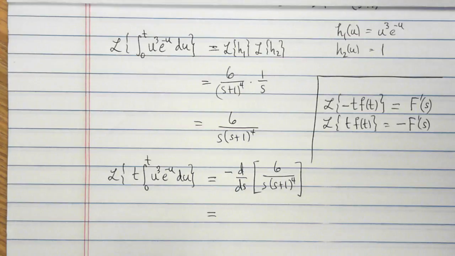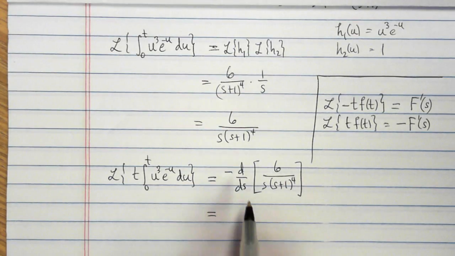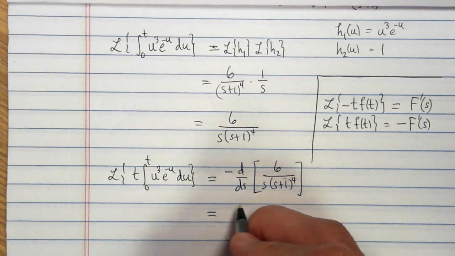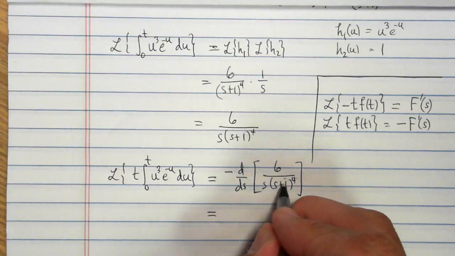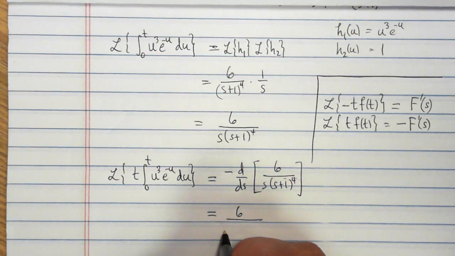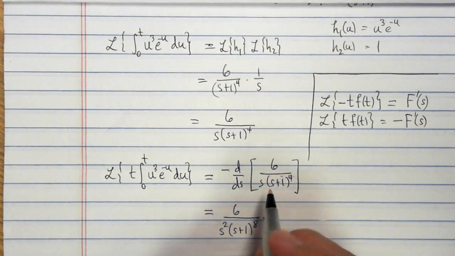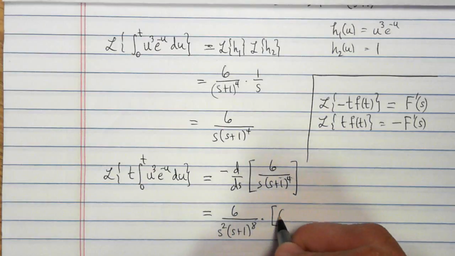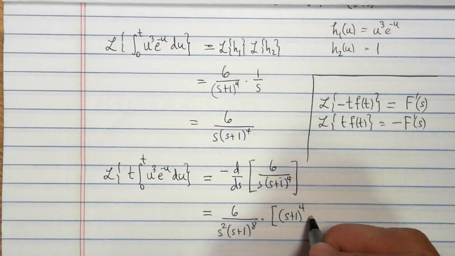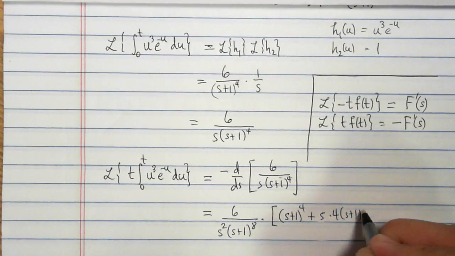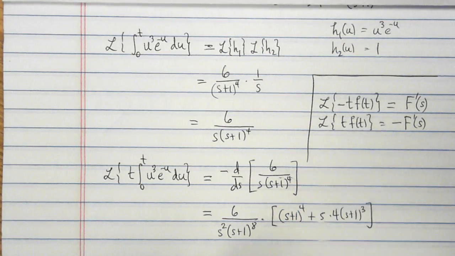And now we just have to find the derivative of this. Okay, we have this raised to the power of negative 1, so it's going to be 6 over s squared, s plus 1 to the eighth on the bottom, times the derivative of the bottom, which is going to be s plus 1 to the fourth, plus s times 4 times s plus 1 to the third, times the derivative inside, which is 1.